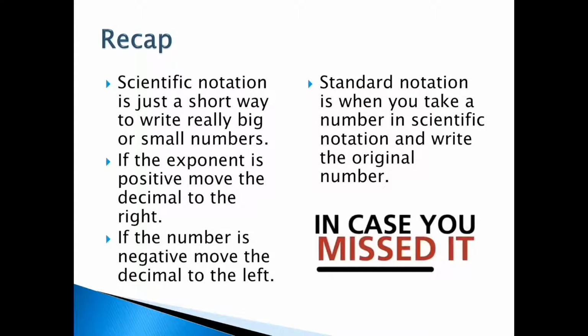So finally, let's do a recap. Remember, scientific notation is just a short way to write really big or small numbers. If the exponent's positive, move the decimal to the right. If the exponent's negative, move the decimal to the left. With standard notation, we take the scientific notation number and write the original number. So this was just a broad overview recap.